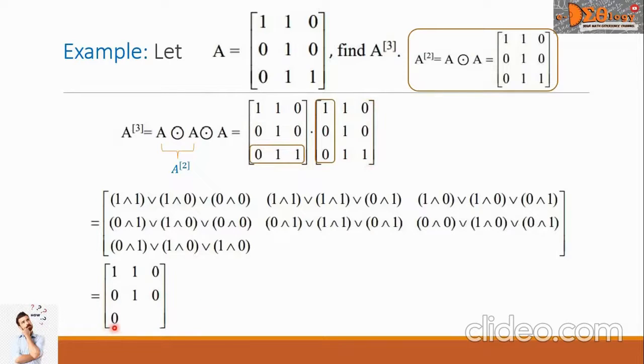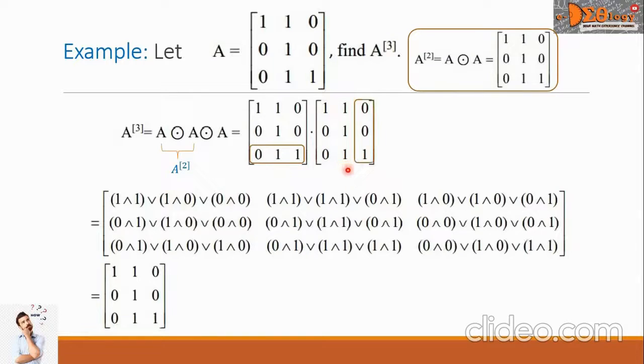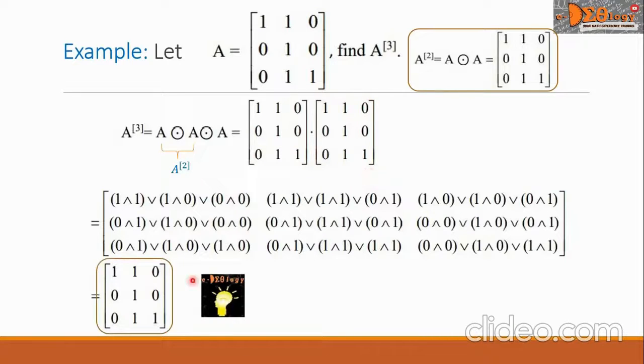Next element is 0. We multiply the third row by the first column. Another element is 1. We multiply the third row by the second column. The last element is 1. We multiply the third row by the third column. This is now the A power 3 matrix. This is the final answer.